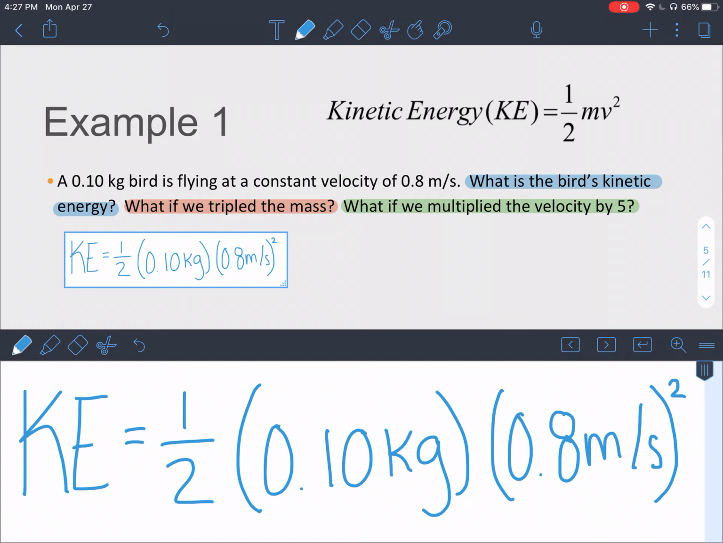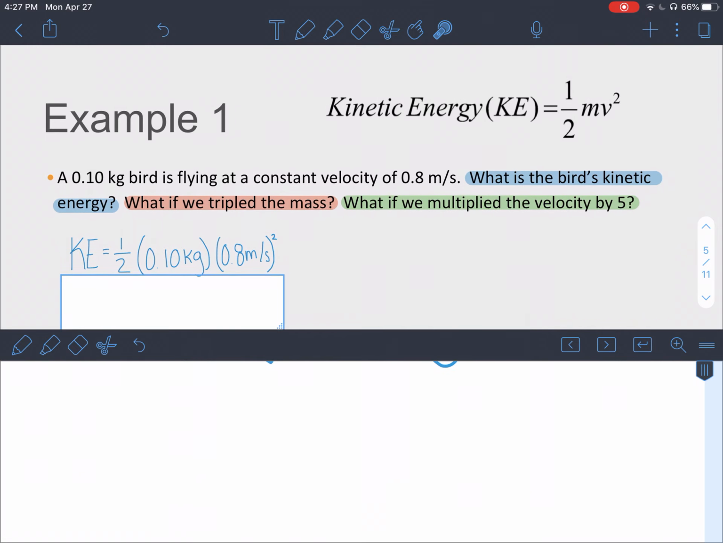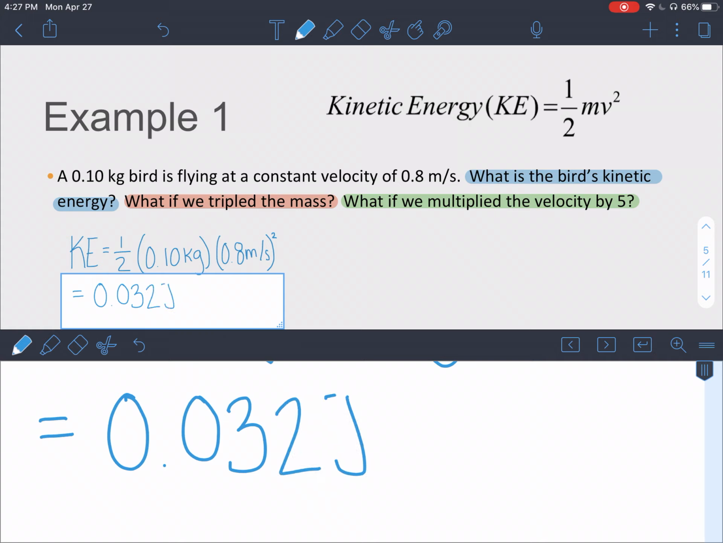When you guys are typing this into your calculator, make sure that you are applying the square only to the velocity. Okay, the velocity is the only thing that gets squared. The mass does not. Okay, so after you plug this in, you get a kinetic energy of 0.032 joules.